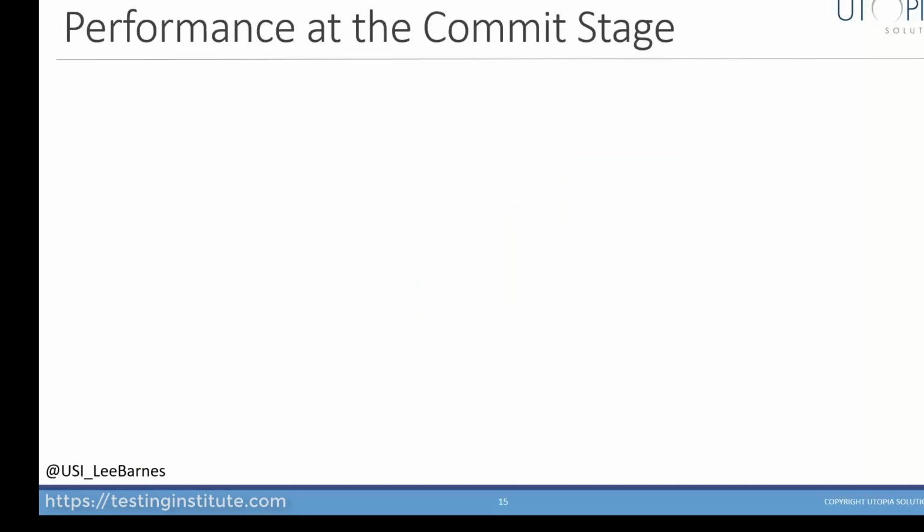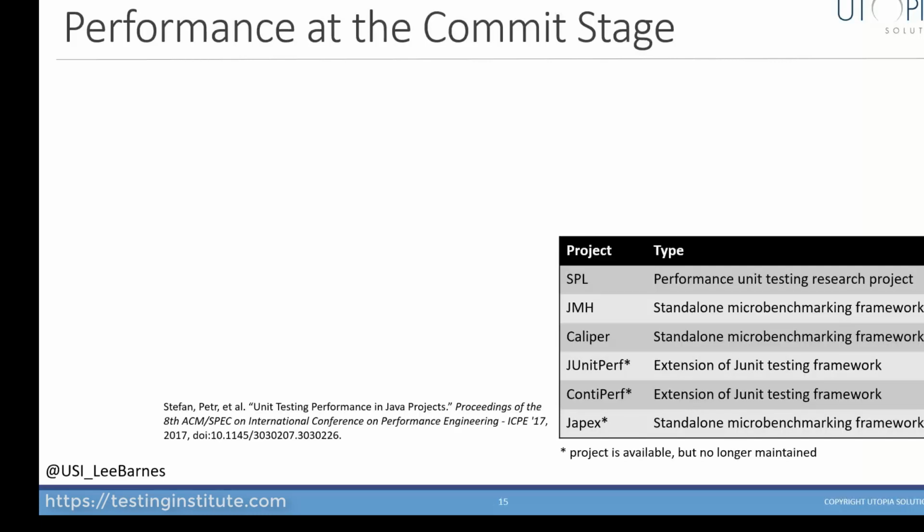So let's start at the beginning of the pipeline and see what we might be able to learn about performance at the commit stage. And what I'm really talking about is unit performance testing. And yeah, there are some organizations that are practicing this. There are even some tools and libraries that are purpose-built for unit performance testing. The table here is something I gleaned from a somewhat recent research paper out of Charles University in Prague, and it lists the most popular performance unit test frameworks. But we should definitely note that popular is a relative term here.